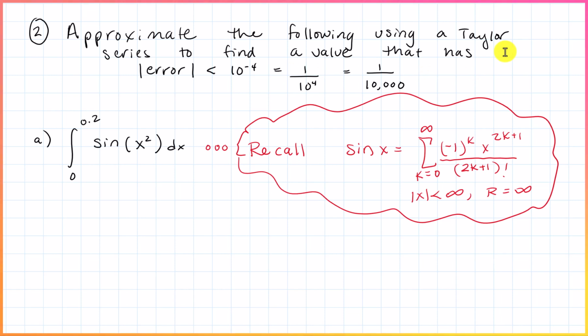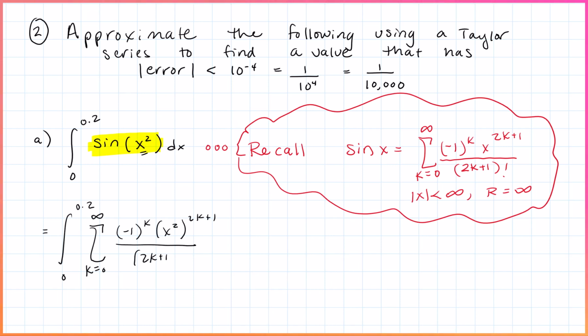Well, we're going to start by representing this function here, sine of x squared, with a power series. So let's start with that. It's actually the same function we looked at before when we were differentiating, but let's just redo it. Again, recalling our formula for the sine of x, we're going to plug in x squared for x. So we're going to get the power series, k equals 0 to infinity, negative 1 to the k, x squared to the 2k plus 1, all over 2k plus 1 factorial.